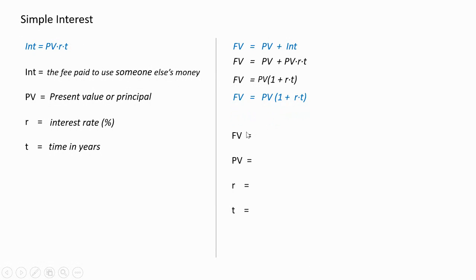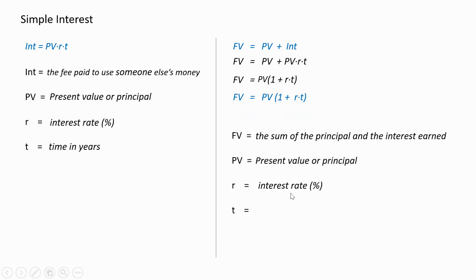So when you use each formula, it's best to put in all the variables and see what you're looking for. For example, the FV stands for the sum of the principal and the interest in the future, right? After so much time, what's the future value? That's what the FV stands for. Present value, the same as the one on the left, is the present value or principal, then interest rate, and time in years.